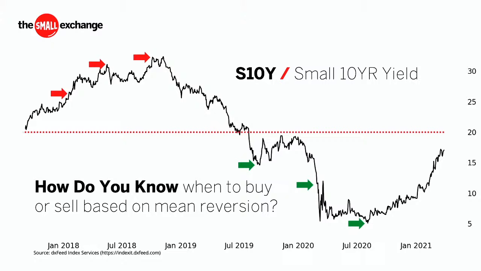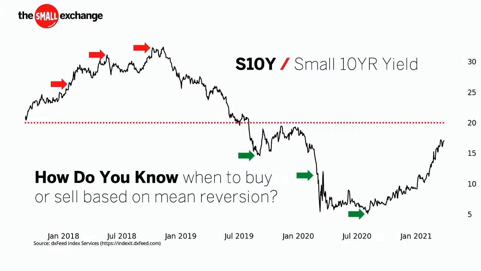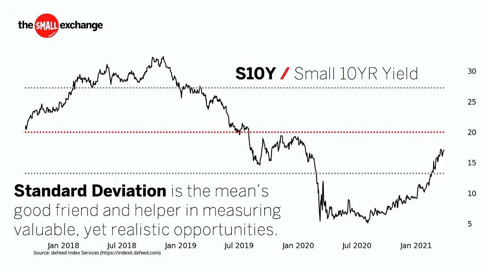When should I start looking at opportunity here? Because it's not a matter of saying the mean is 20, so I'm going to buy 19s, 18s, and everything else all the way down there. You can get tapped out of these positions pretty quickly. And like I said, there's no guarantee around where or when you're going to see the mean reversion. But what can help is the mean's very good friend, standard deviation.